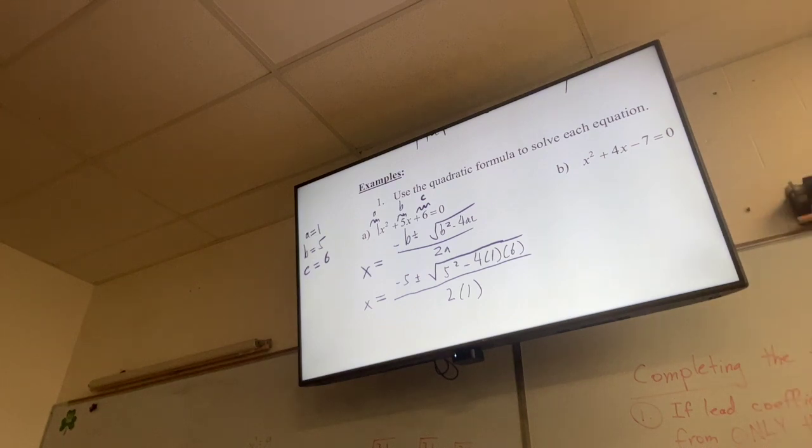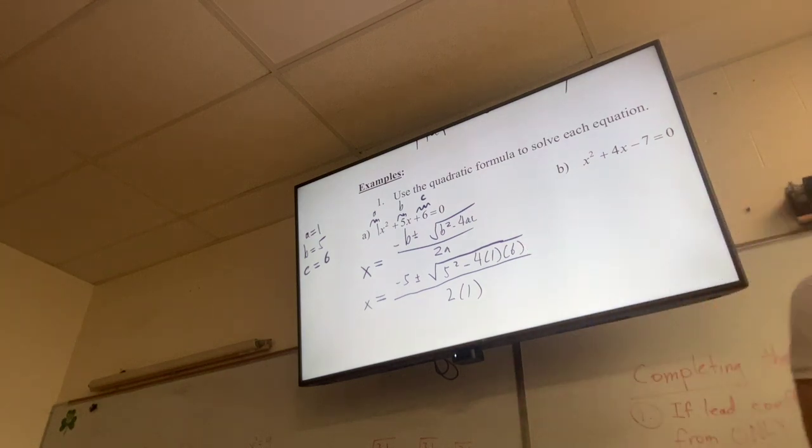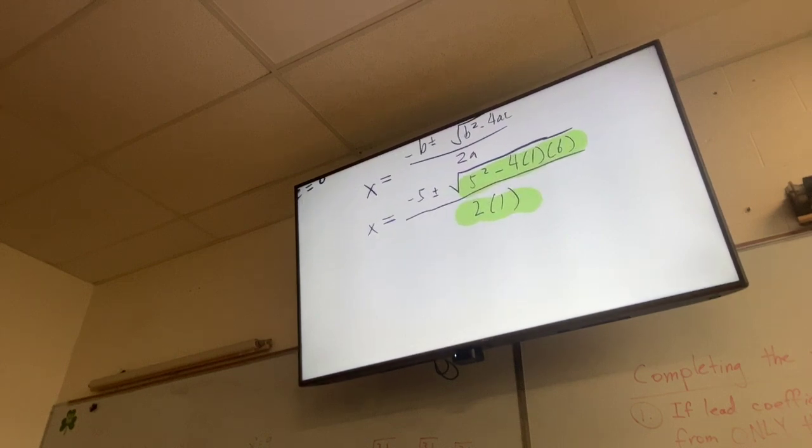So this is the answer. We just got to simplify it in our calculator. And here's the best way to do that. I tell students, I'm going to use green: crunch this in your calculator, crunch that in your calculator, and then rewrite the problem. So we're going to do 5 squared minus 4 times 1 times 6.